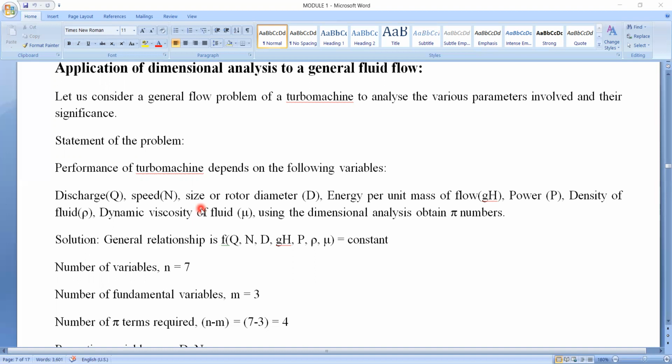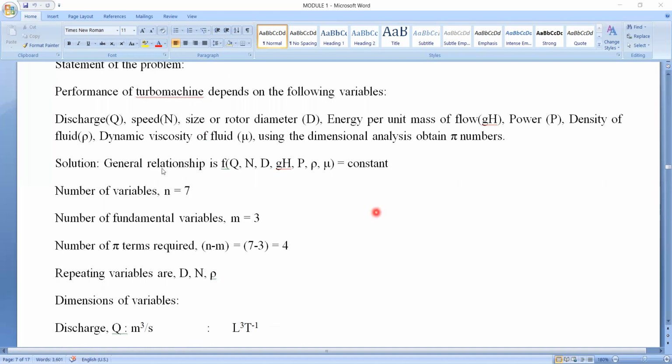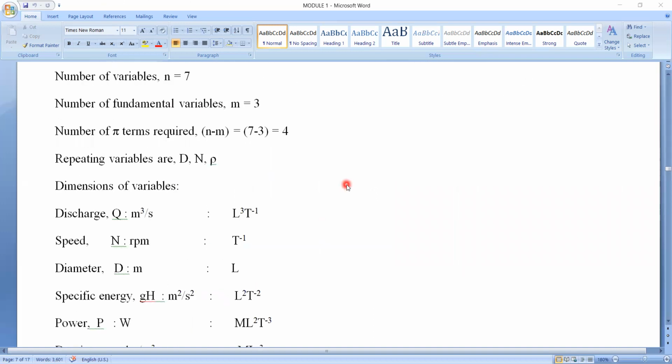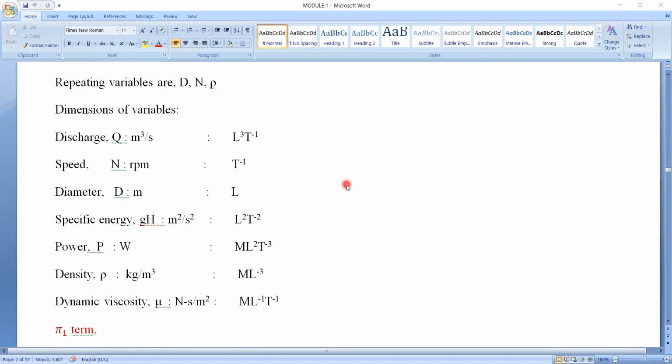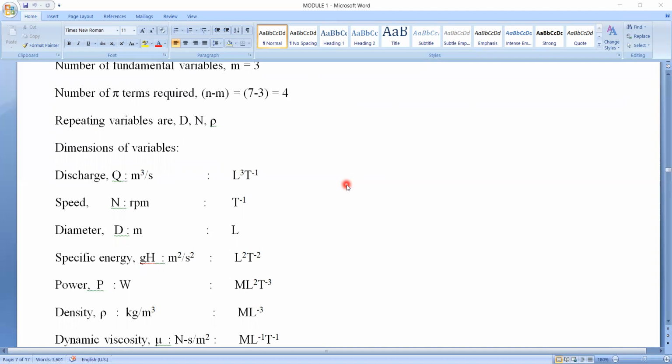The question will be like this: what is the application of dimensional analysis to general fluid flow? So you have to write the statement of the problem, and you have to use the Buckingham pi theorem to find out the various pi terms, that is pi 1, pi 2, pi 3 and pi 4.